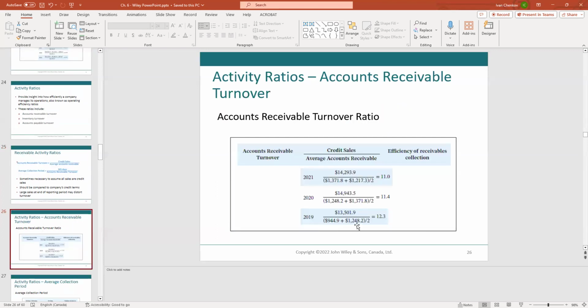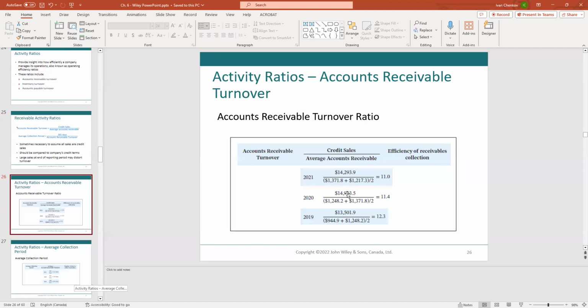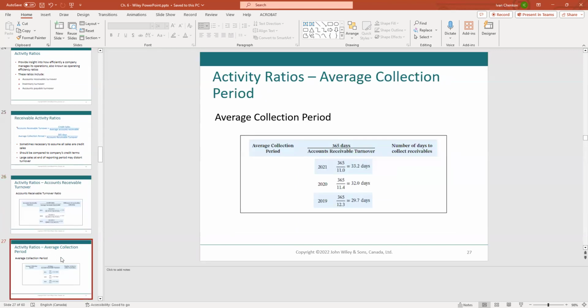Let's see how this company is dealing with it. They're going from a high number and moving down to a low number. Are they improving the ratio or worsening it? They worsened it. What should we expect as the number of collection days, going up or going down? Going up. Let's see if that's how it's going to be.